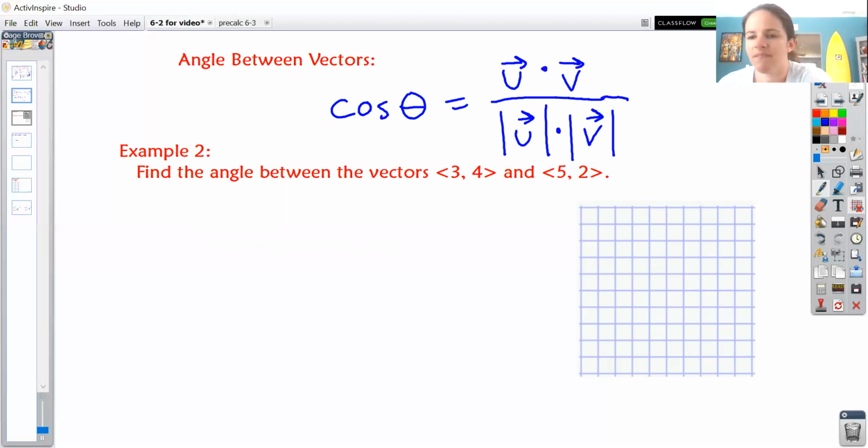Notice here that I called this one a dot and I called this one a times, even though they're the same symbol, because the one on the top is with vectors and the one on the bottom is two magnitudes. So those are just two scalars. They're two numbers that we're just multiplying together.